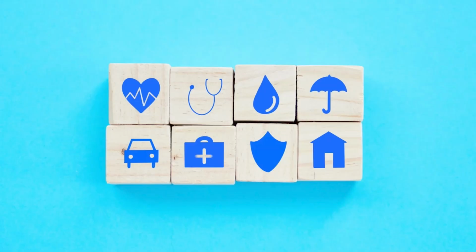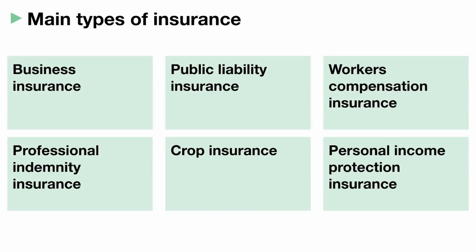Finally, let's talk about insurance. Having the right cover can mean the difference between closing your doors and surviving a disaster. Specifically, we're going to outline the main types of insurance that you should consider. The 6 types of insurance you should consider, depending on your business type, include business insurance.